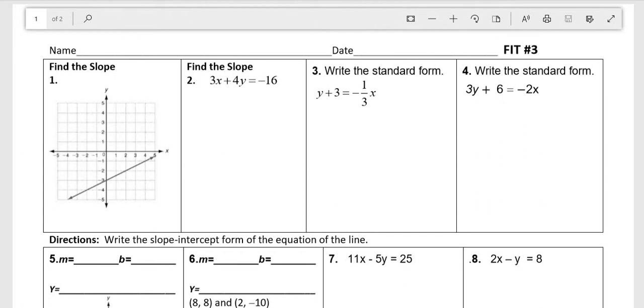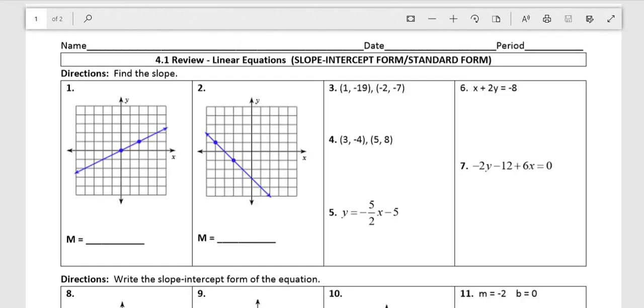Number 4, write this in standard form. So the x and y have to be on the same side. So you have the A. Let me write it again: Ax plus By equals C form. So, in other words, go through these and try them yourself. If you have any questions, let me know.